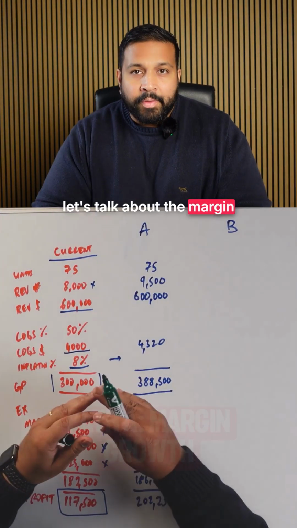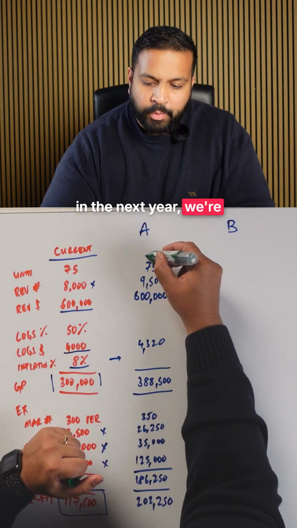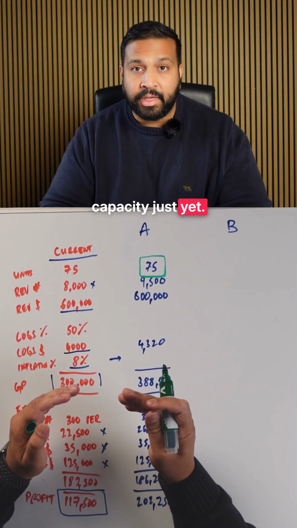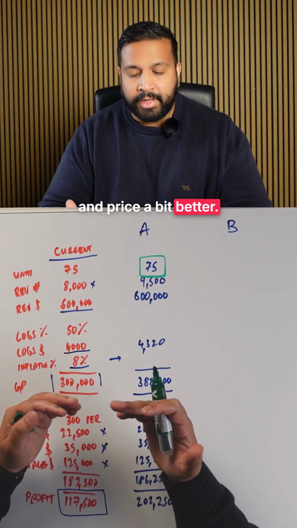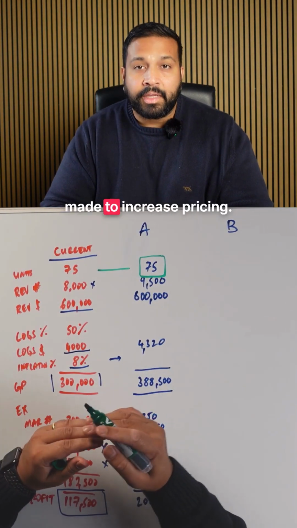So let's talk about the margin approach to growing. This modelling says that in the next year, we're going to keep the units the same. He doesn't want to expand his operational capacity just yet. He just wants to try and price a bit better. So he's going to keep doing his 75 units year on year. But the decision has been made to increase pricing.